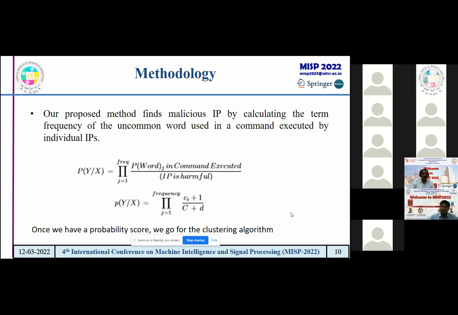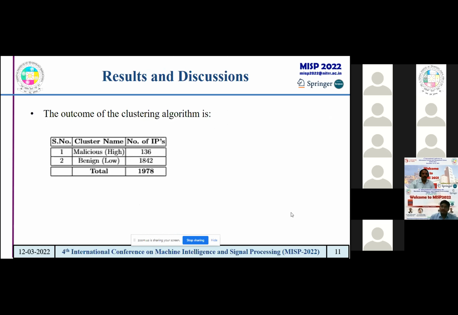and then once we have a probability score, we go with the clustering algorithm, the k-means algorithm, that divides the whole data set into two parts: a benign part and a malicious one. As per the result, we found only 136 malicious IPs, and the rest are benign. They come into the honeypot system and just look at the network, but they are not performing any critical or crucial commands.